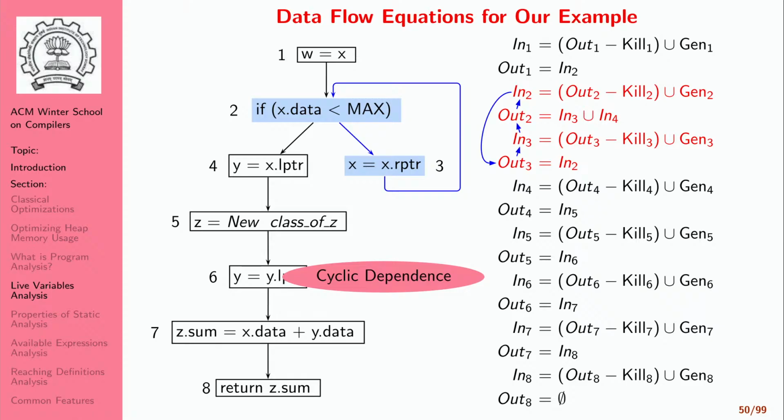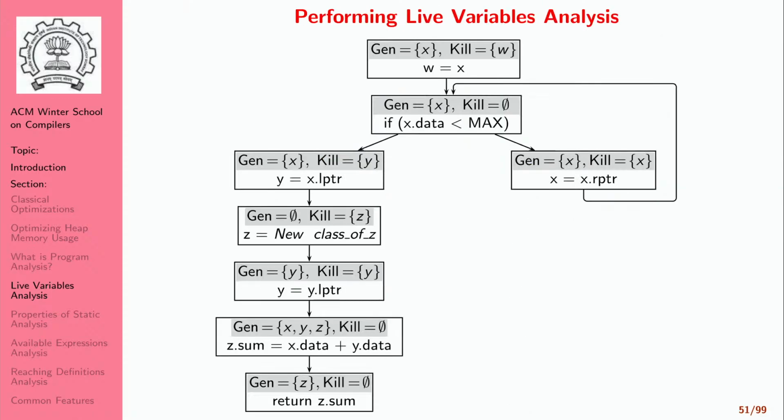Okay, so let us proceed. So let's do live variables analysis for this example. Once again, we have gen and kill computed. Here liveness of z is generated, liveness of nothing is killed. Here liveness of x, y, z is generated in this statement. No liveness of any variable is killed. Here liveness of y is generated and liveness of y is killed.